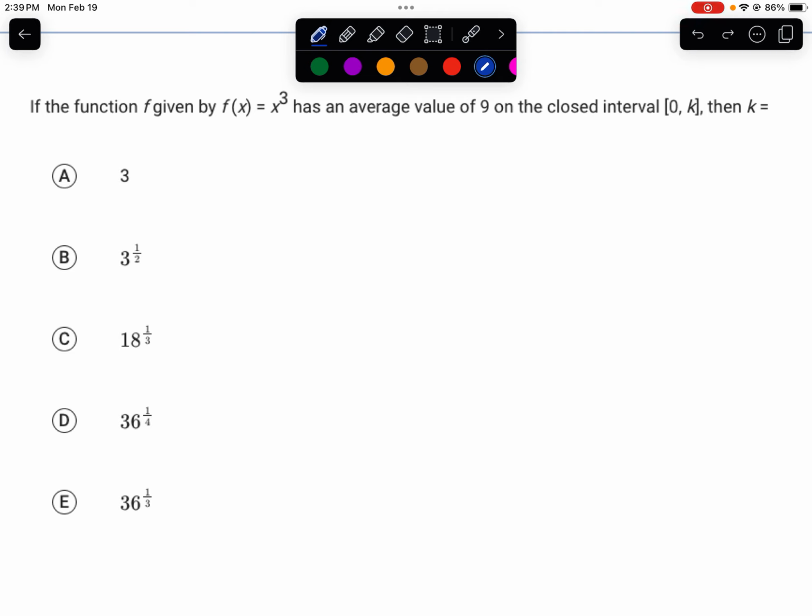If we had enough time, we could, of course, work backwards from the answers. That would require us to plug in a bunch of these, and that might be a little bit more time-consuming than we want. So let's try to approach this problem more straight on.